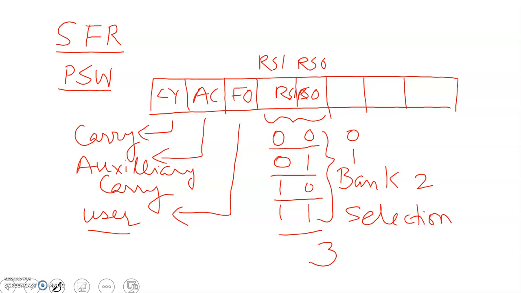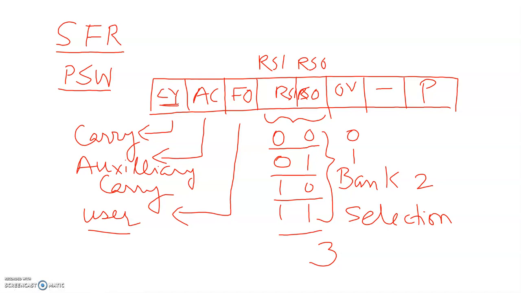Then the next bit is quite important, the overflow bit. We'll discuss it in detail. Then we have the don't care bit, and then the parity bit. So let us take them one by one and discuss them in detail. Okay, so let's start with the carry flag.